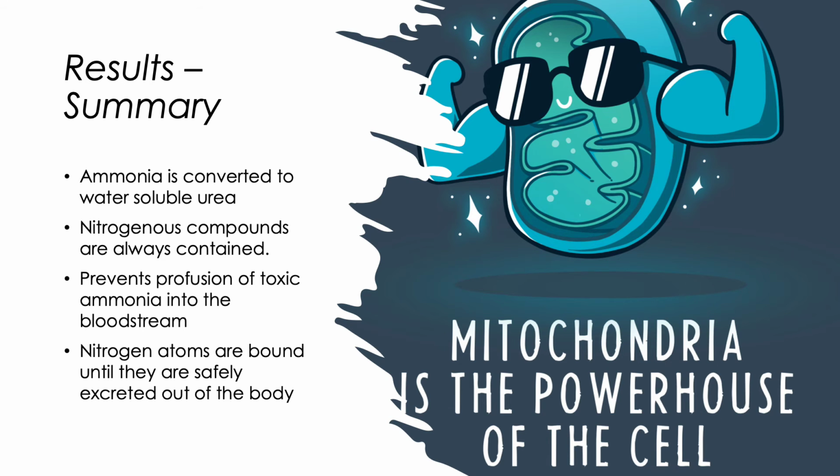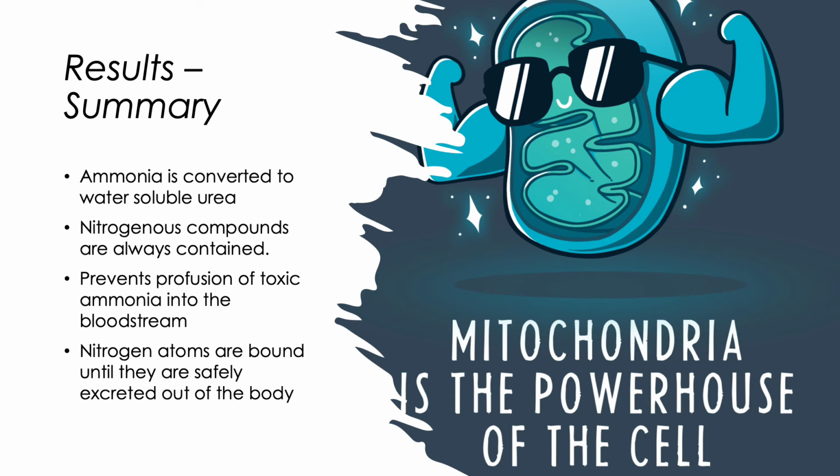Coming full circle, here is a brief summary of the urea cycle. Overall, the urea cycle is an effective way to manage the waste produced by amino acid catabolism and is necessary within the human body for the purpose of homeostasis. In short, ammonia is converted to water-soluble urea.